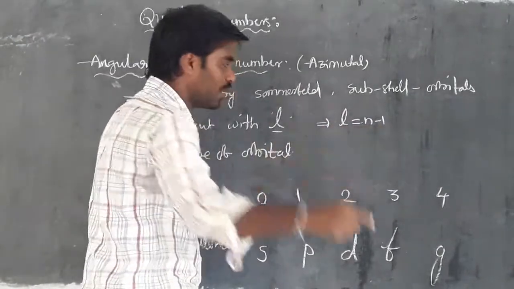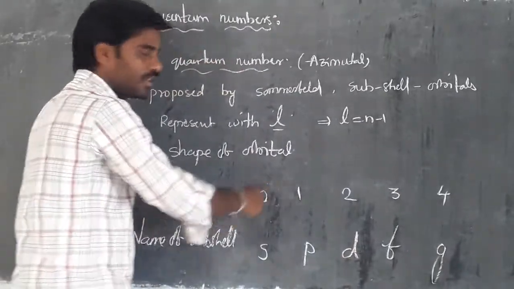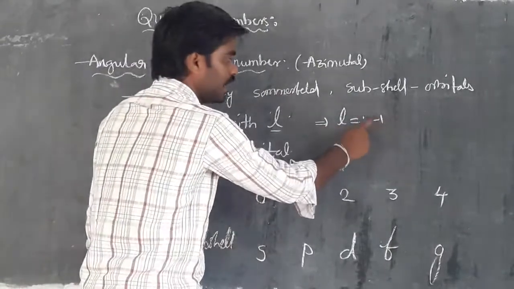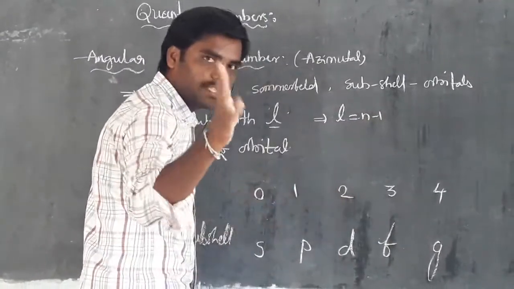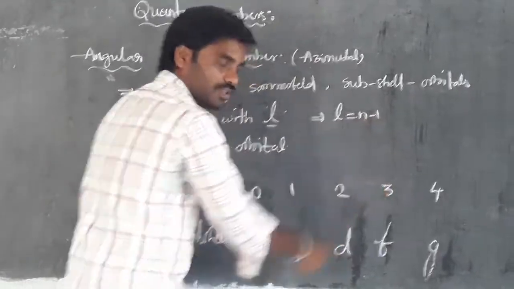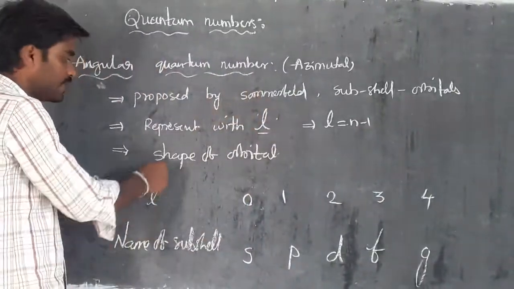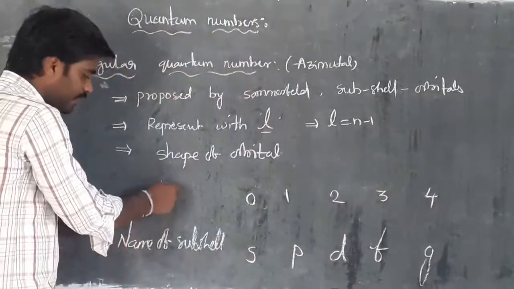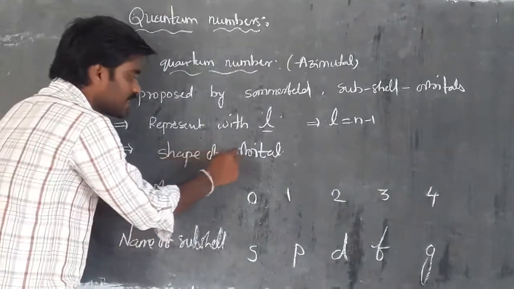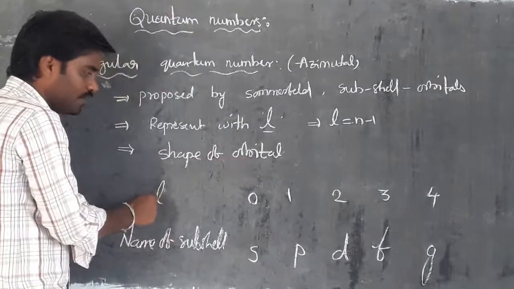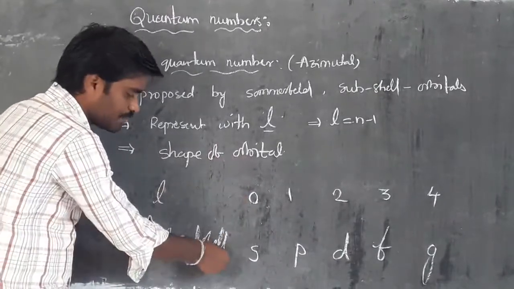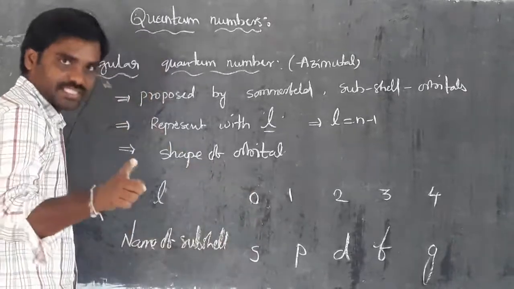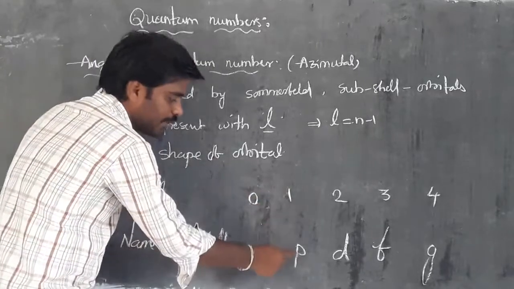If n equals 1, 1 minus 1 is 0. If n equals 2, 2 minus 1 is 1. If n equals 3, 3 minus 1 is 2. If n equals 4, 4 minus 1 is 3. So the values for subshells are l equals 0, 1, 2, 3. When l is 0, the name of the subshell is s. If l is 1, the name of the subshell is p.